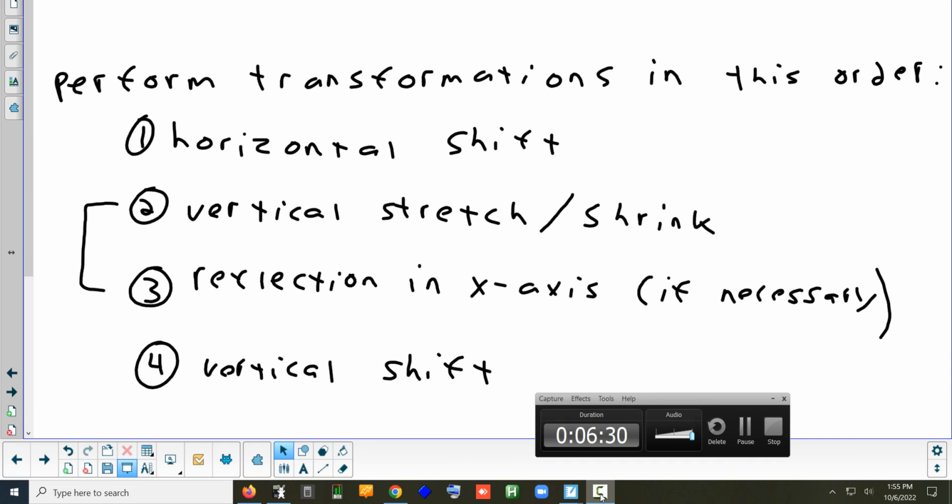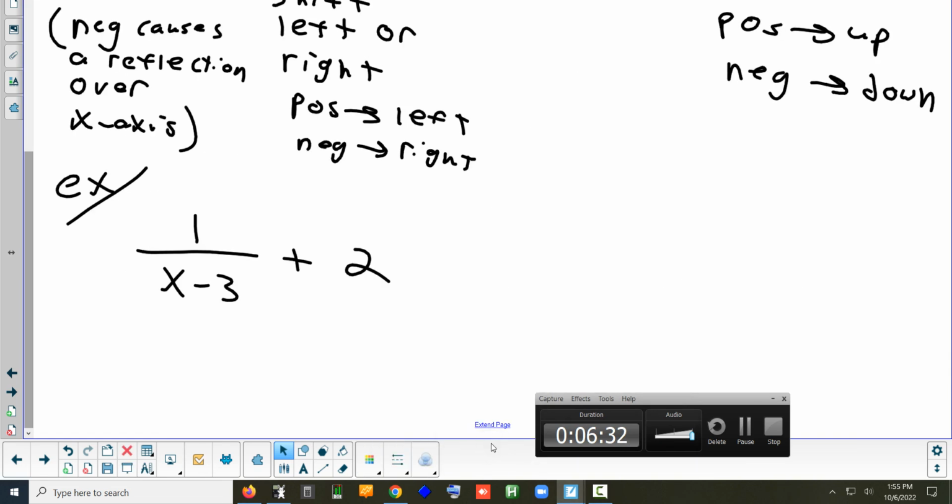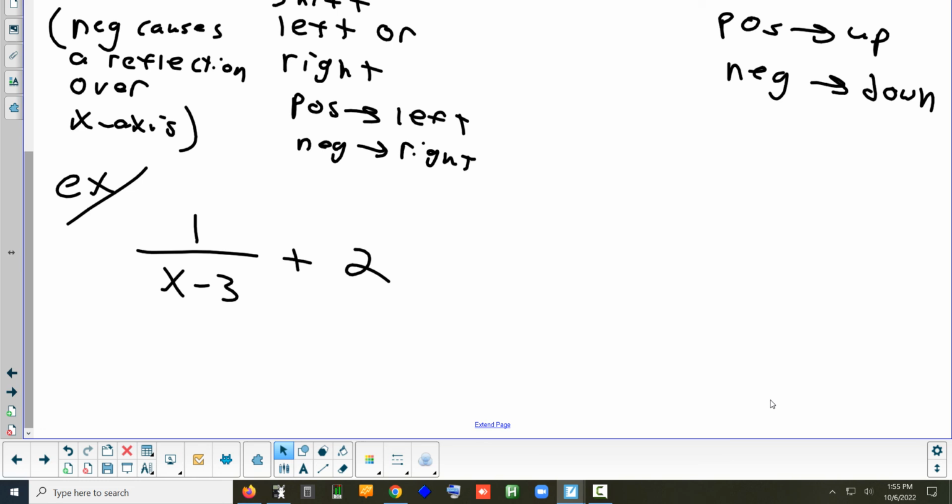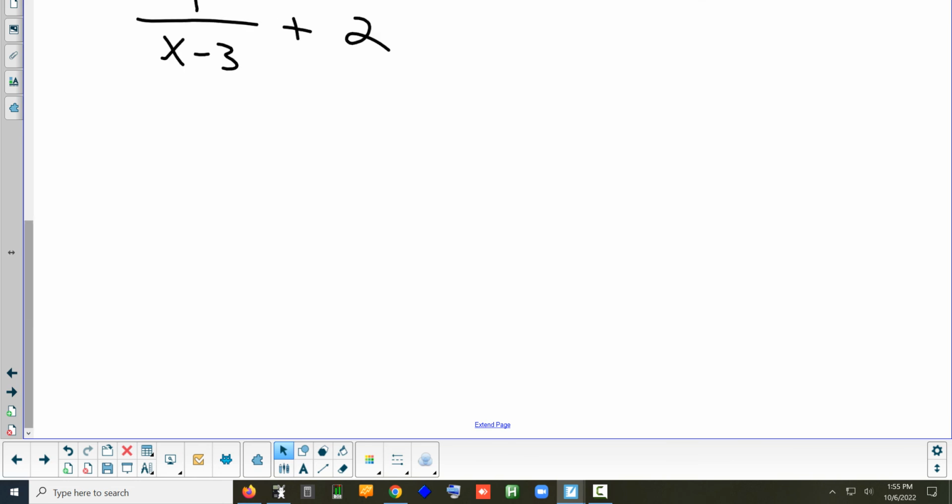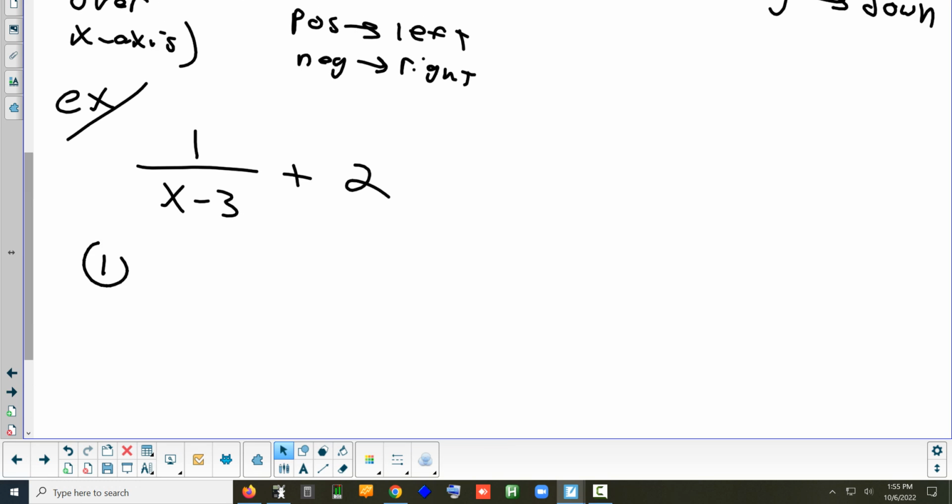So let's see what we've done. Do we have any horizontal shifts in this problem? Yes. We do. What number tells you the horizontal shift? The -3. And can you tell me which way it's going to go? To the right. It's going to go to the right. Yep. So shift right 3.